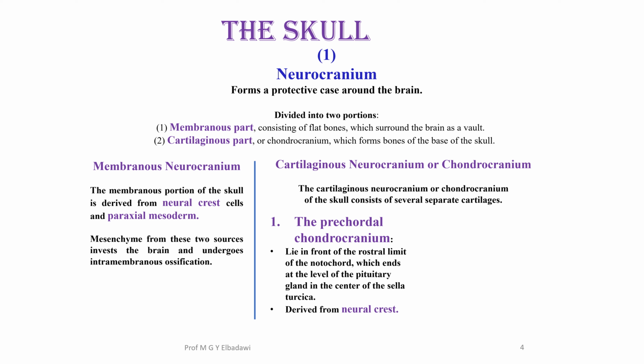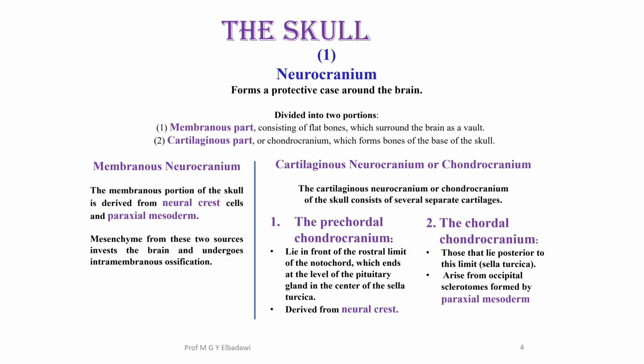It is derived mainly from the neural crest, while the caudal chondrocranium consists of those bones developing posterior to that limit, posterior to the sella turcica, in the middle of the cranial cavity. It arises from occipital sclerotomes, which are formed by the paraxial mesoderm of the mesodermal somites. So the base of the skull is formed when these cartilages fuse together and ossify endochondrally.